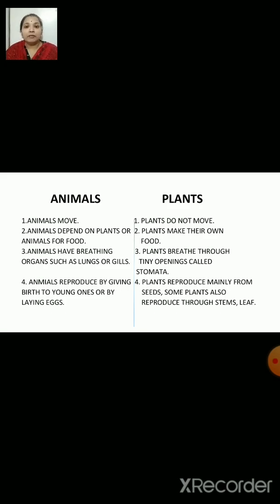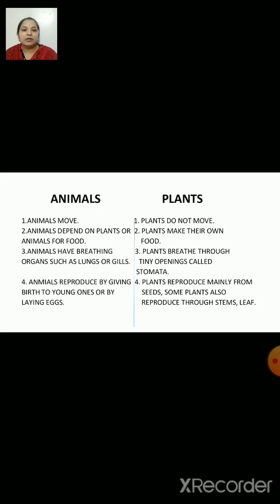Now, what about sense organs? What about feeling their surroundings? Yes, animals can sense their surroundings. They can feel the changes around them. Can you tell me how? Yes, with the help of the sense organs. Like we have 5 sense organs which we have already discussed, which help us to sense our surroundings and respond accordingly. What about the plants?